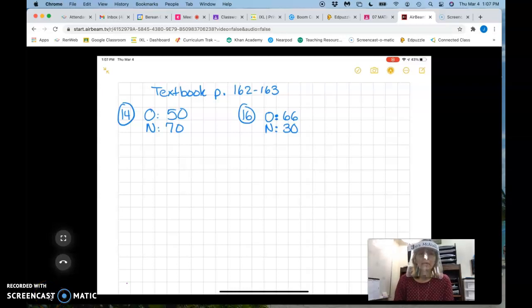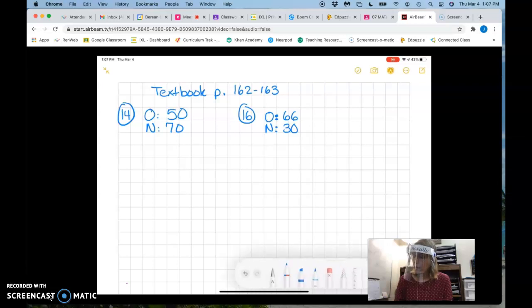Okay, so I'm going over textbook page 162 and 163. And the first thing that we're doing is percent of change. So it says find the percent of change. And so the formula for percent of change is the difference in the two numbers that they give you over the original.